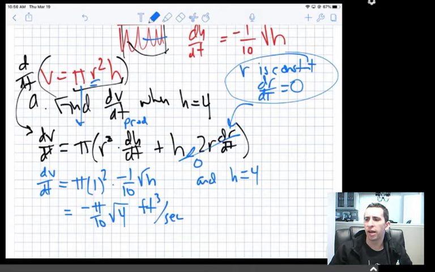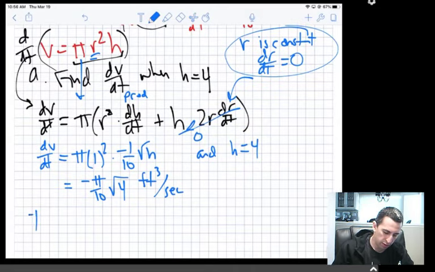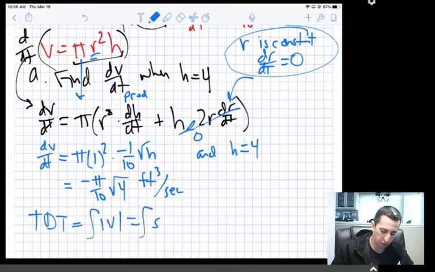Yeah, Nadine, that's correct. So that total distance is just the integral of the absolute value of velocity, which is indeed the integral of speed.